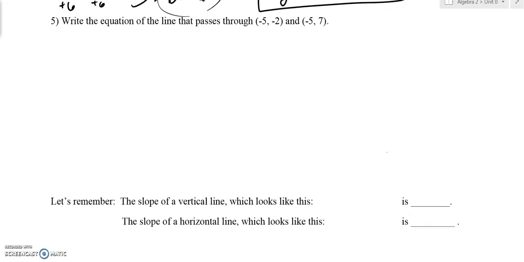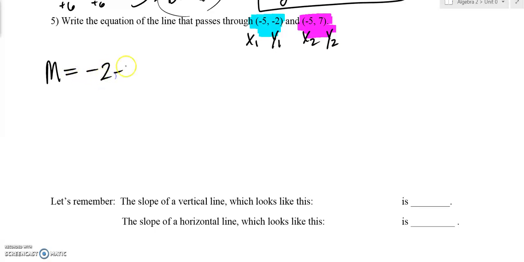Problem 5. Write the equation of the line that passes through the points -5, -2 and -5, 7. Let's label these pieces so they're both important to us. I have x1 and y1, x2, y2. Okay, I'm going to use those and get my slope. That's kind of the first thing we've been doing with that. So I have -2 minus 7 over -5 plus 5. Those two negatives make a positive. On the top, I have -9 over 0.